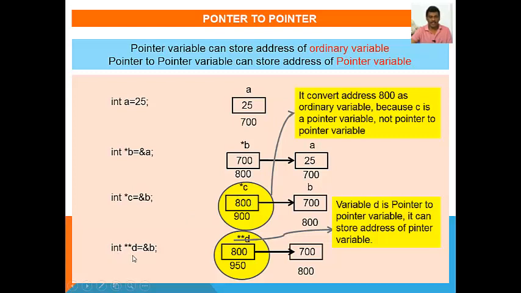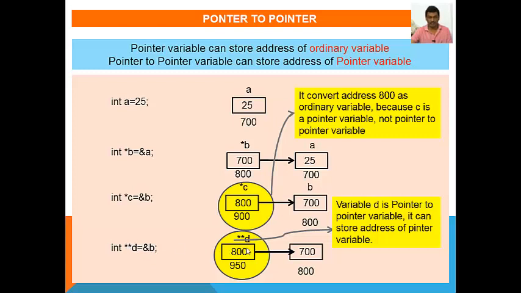Integer double star d. If we put a double star before the variable at the time of declaration, it is called a pointer to pointer variable. Equal to ampersand b. Here we assign the address of b into the pointer to pointer variable. A pointer variable can store the address of an ordinary variable. A pointer to pointer variable can store the address of a pointer variable. B is a pointer variable, so we can store the address of b into a pointer to pointer variable.